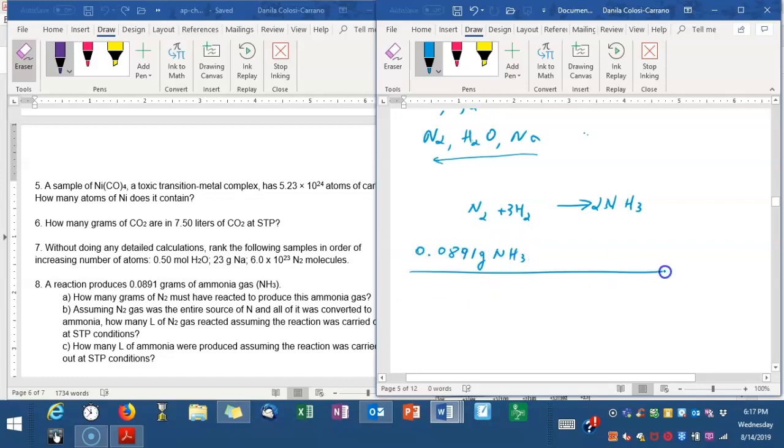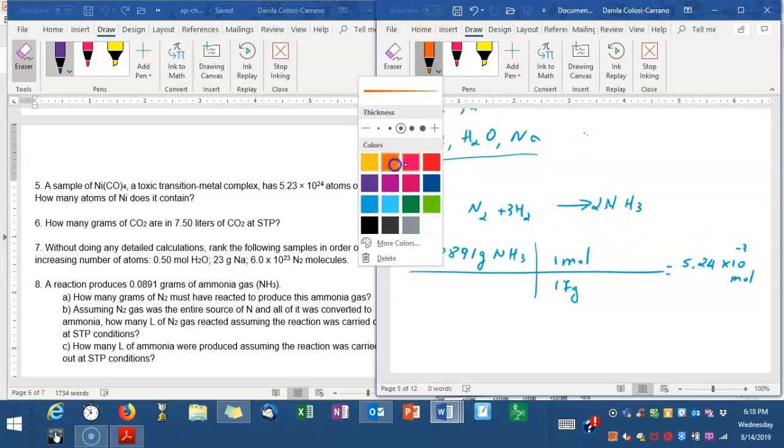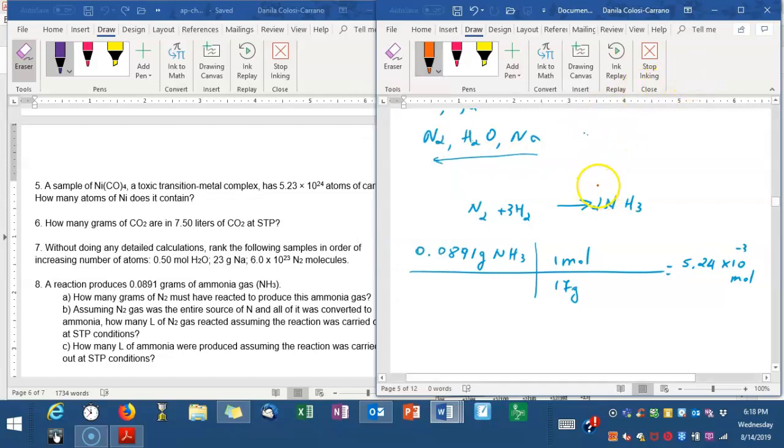Okay, so if those are the grams of ammonia, 17 grams of ammonia are 1 mole. So this is 5.24 times 10 to the negative 3 moles. Once you know how many moles you have here, right, because this is your 5.24 times 10 to the negative 3, you think about this.